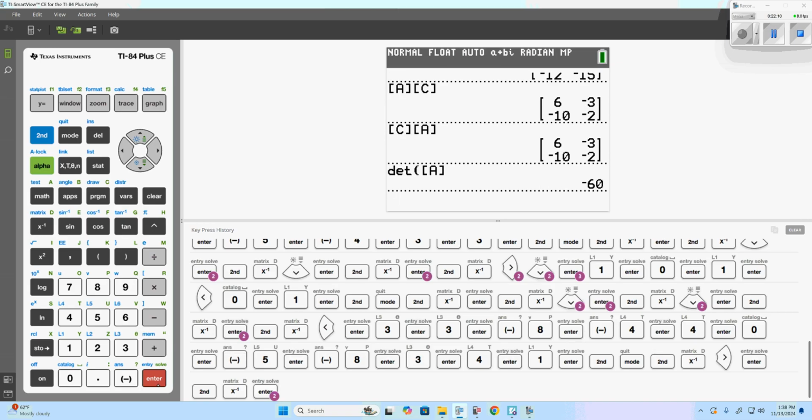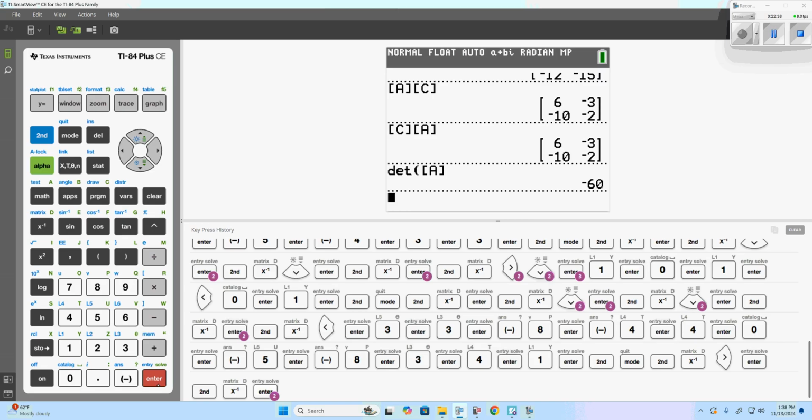So second quit, then go second matrix, go over 1, find determinant, and hit enter. Now we need to put matrix A next to it. So second matrix, that first list, hit enter. And then hit enter one last time. And you should get, so the last determinant on that page is negative 60.